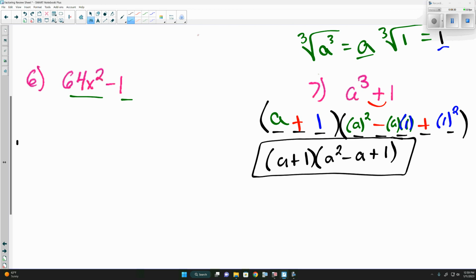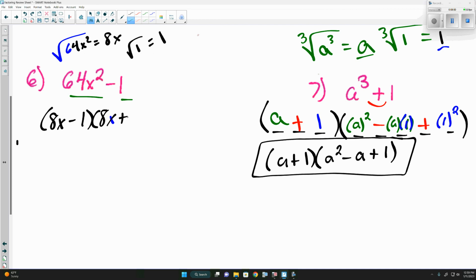So what would number 6 be? Yeah, we can take square root, 64x squared. Yep. 8x minus 1 times 8x plus 1. If you had it as 8x plus 1 times 8x minus 1, that is the exact same thing. Because which one is plus and which one is minus, really doesn't matter which one comes first or second. We just need them both. Questions on this here?